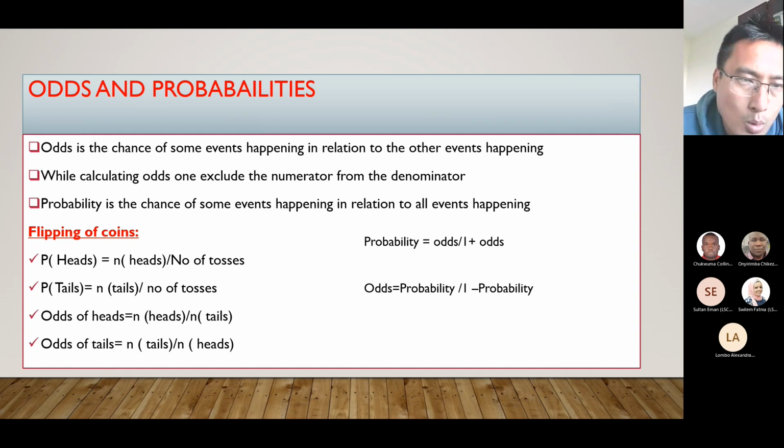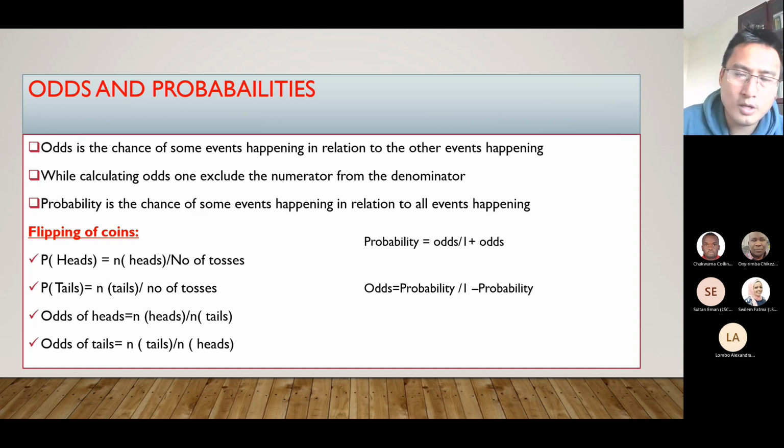Okay, now some of the basic simple terms like odds and probability. Odds is, for example, if you flip a coin and compare heads divided by tails, that's the odds of a head. If you are doing it with the tail, similarly, you just flip it over.